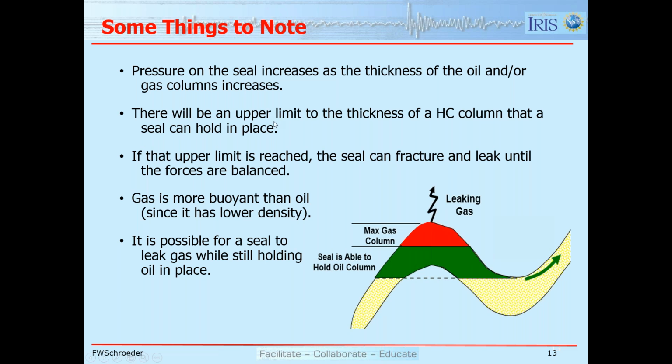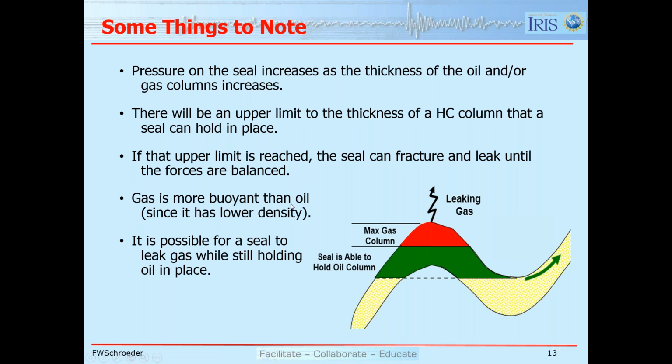So the upper limit on the thickness of the hydrocarbon column that it can hold in place is something that we try to determine. Once that upper limit is reached, the seal can fracture and leakage can occur until the forces are back in balance.